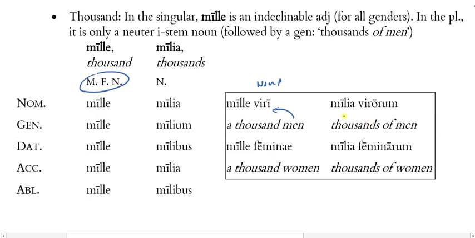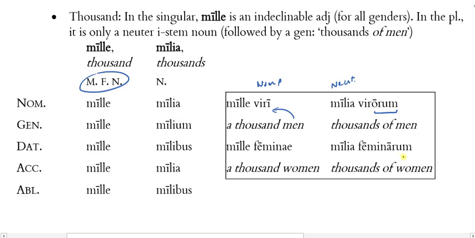But over here, I have milia virorum, thousands of men. And so notice I have a genitive plural form here because I'm wanting to indicate thousands of what. Milia is neuter though, and don't forget that it's always neuter when it's neuter plural.